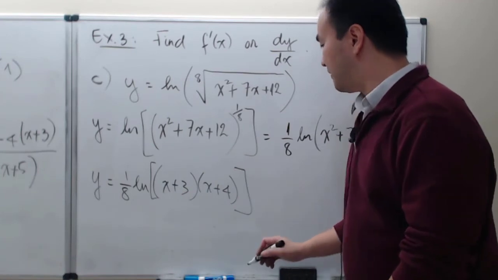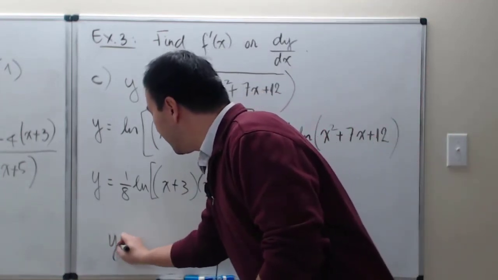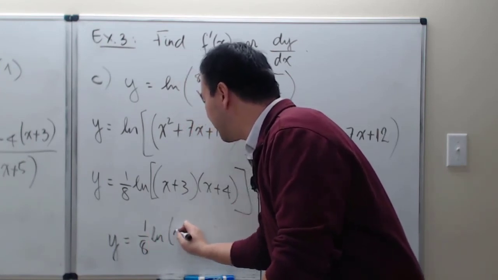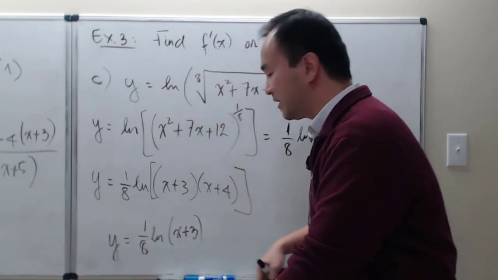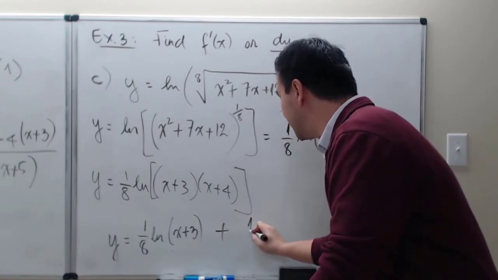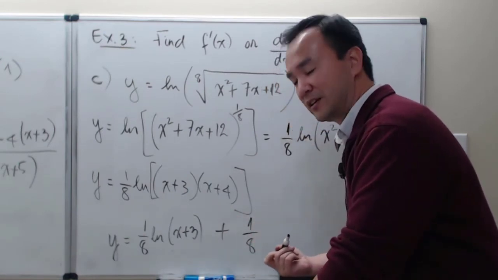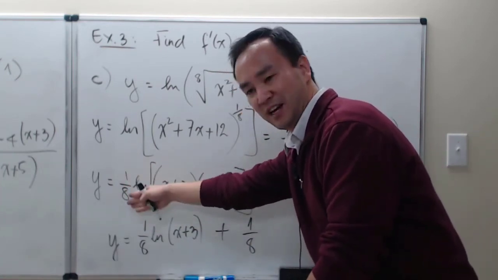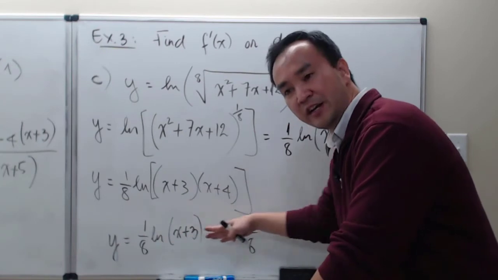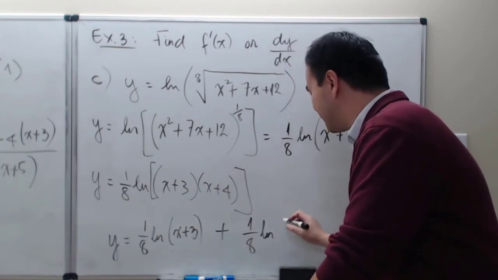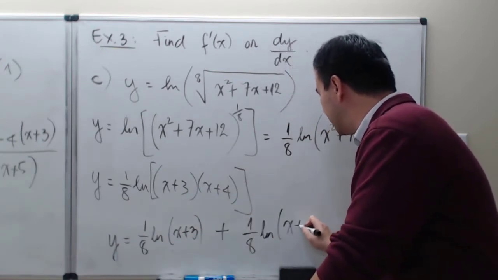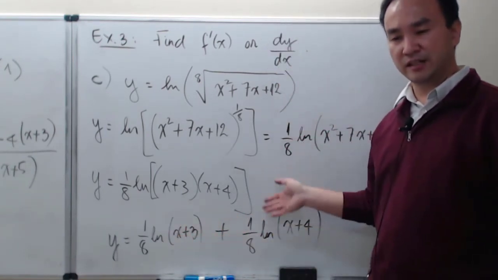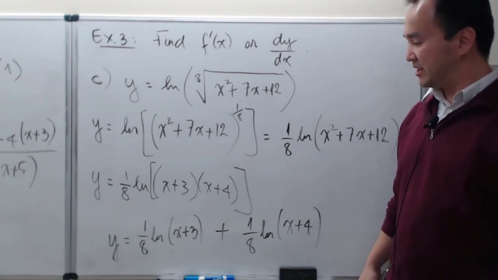Now we can write our final function as y equals 1/8 times natural log of x plus 3, plus a separate 1/8 times natural log of x plus 4. That allows me to skip the step of keeping the 1/8 here as a common factor, but it is a common factor, I already distributed it. So now taking the derivative term by term here is a lot easier. It's much easier work.